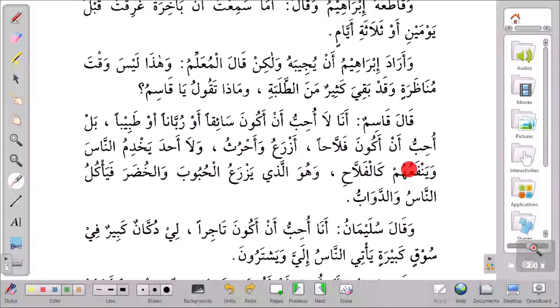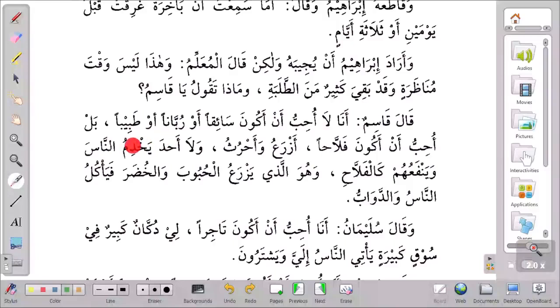Wayanfa'uhum. Nafa is to benefit, for something to benefit another thing. Naf'un is the noun, it's just what we call benefit. For example, Allah says they are worshipping idols, and the idol doesn't benefit them nor harm them. So la yanfa'uhum wa la yaduruhum. It doesn't benefit them nor does it harm them. Nafa, it benefited, or he benefited. Yanfa'uhum, he is benefiting them.